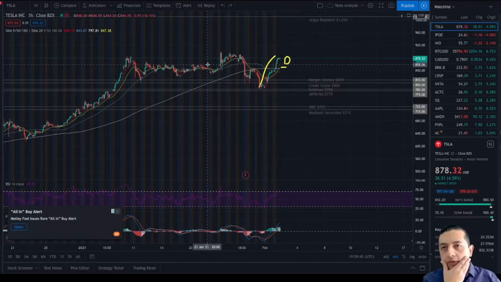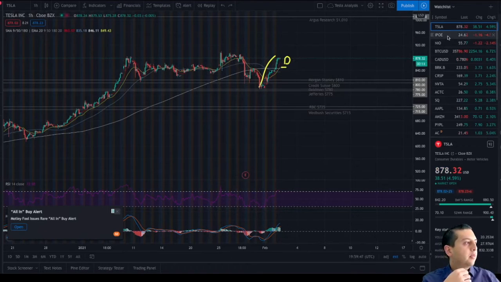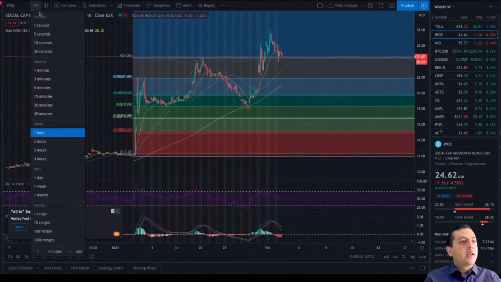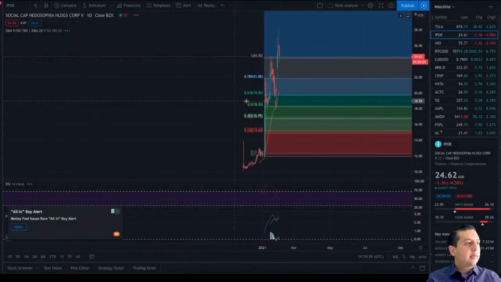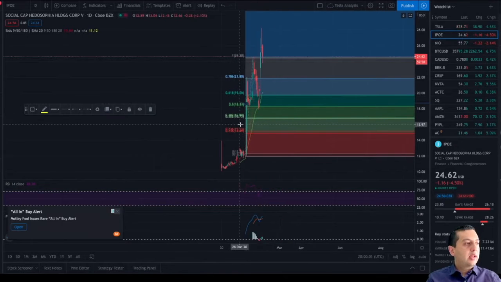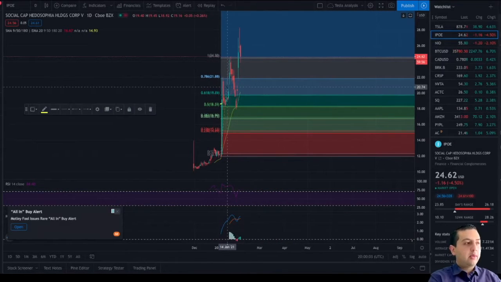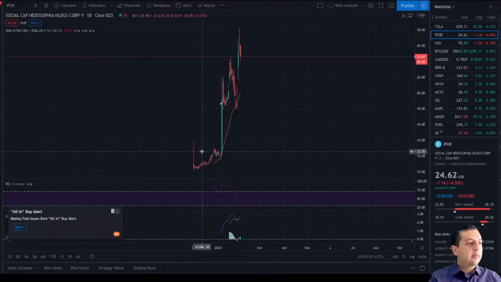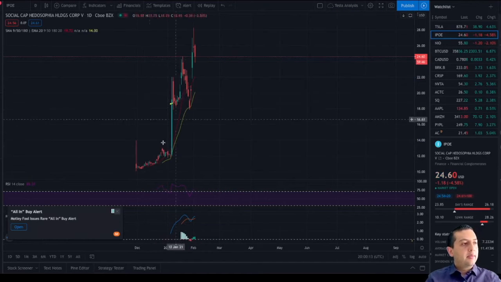Now, let's move to our next one. Another position that I have open, SoFi. Again, same thing. Let's go first to our daily chart. I'm going to be removing these lines so that we can see something. Okay, there you go. So price has done a huge movement up.